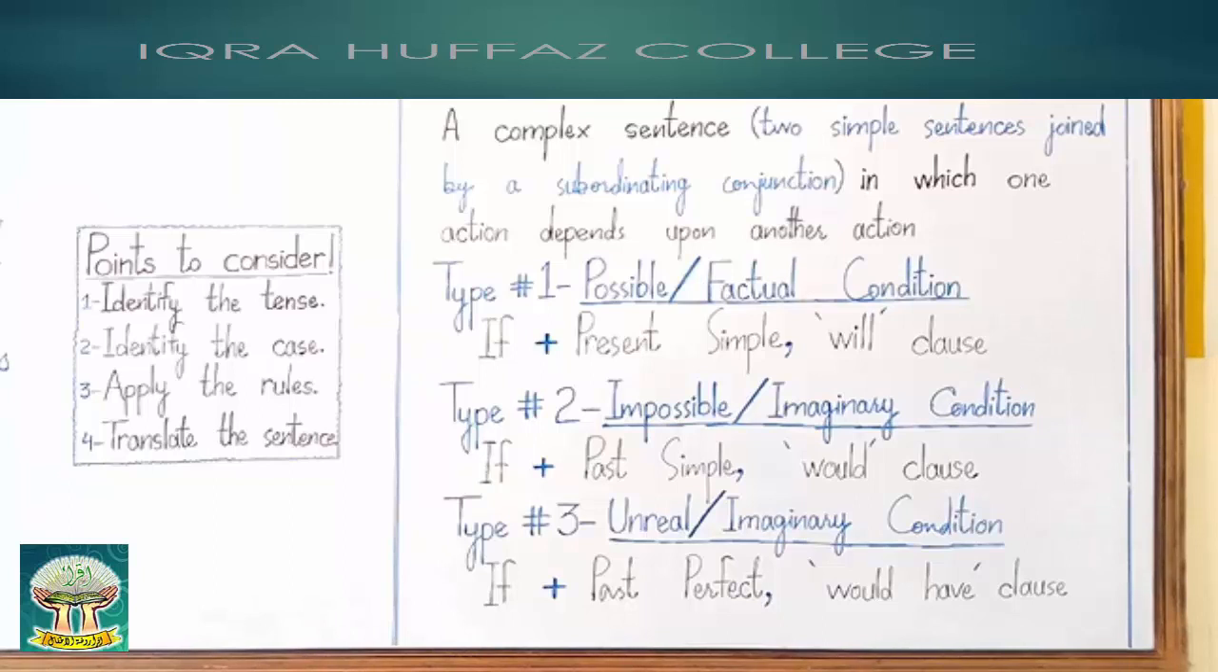Type number 3, unreal or imaginary condition, and the formula is if plus past perfect, comma, would have clause. Here I will tell you, type 1 and type 2: these two types talk about present or future. Type 3 talks about past. Now remember, type 1 and type 2 talk about present or future. Type 3 talks about past.